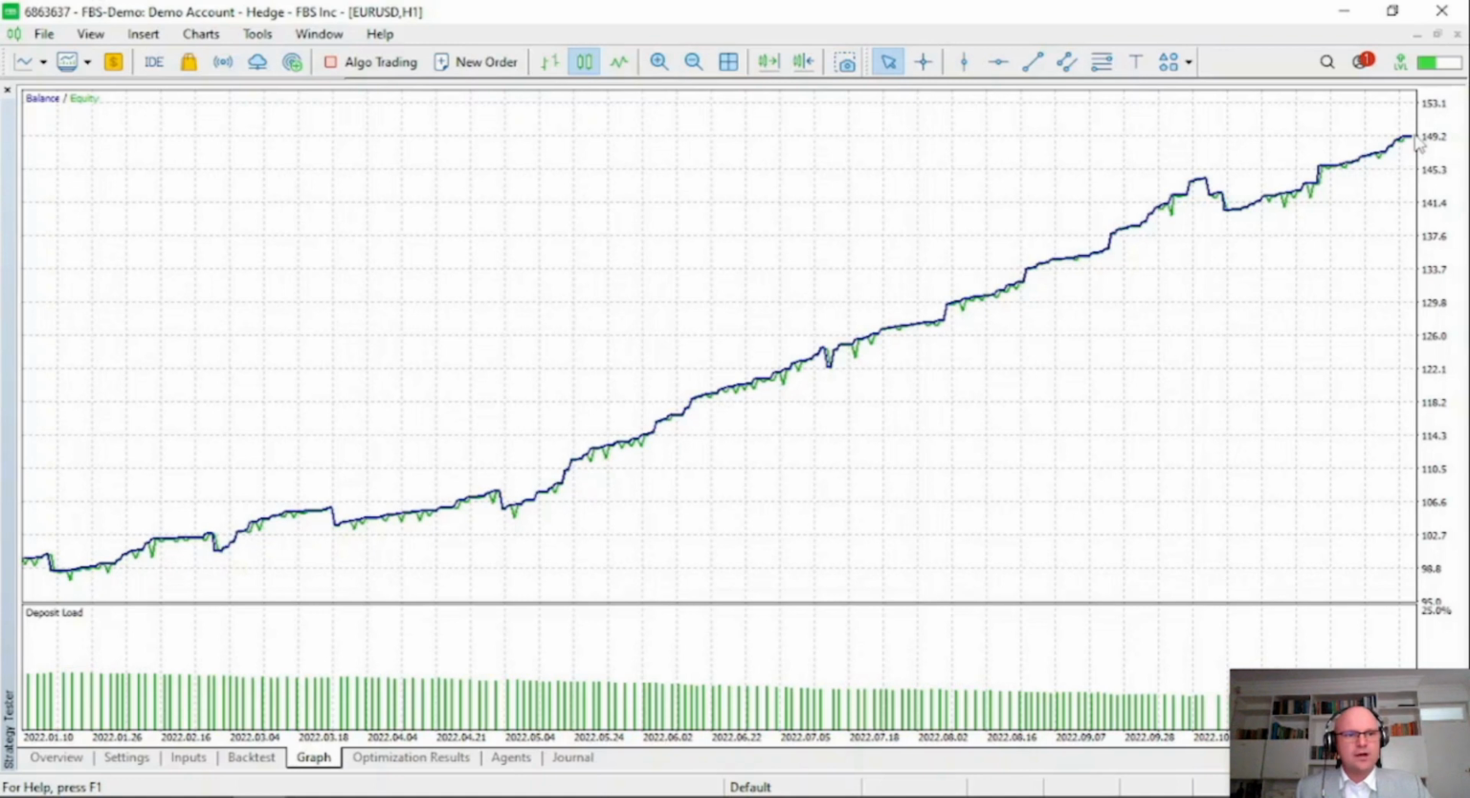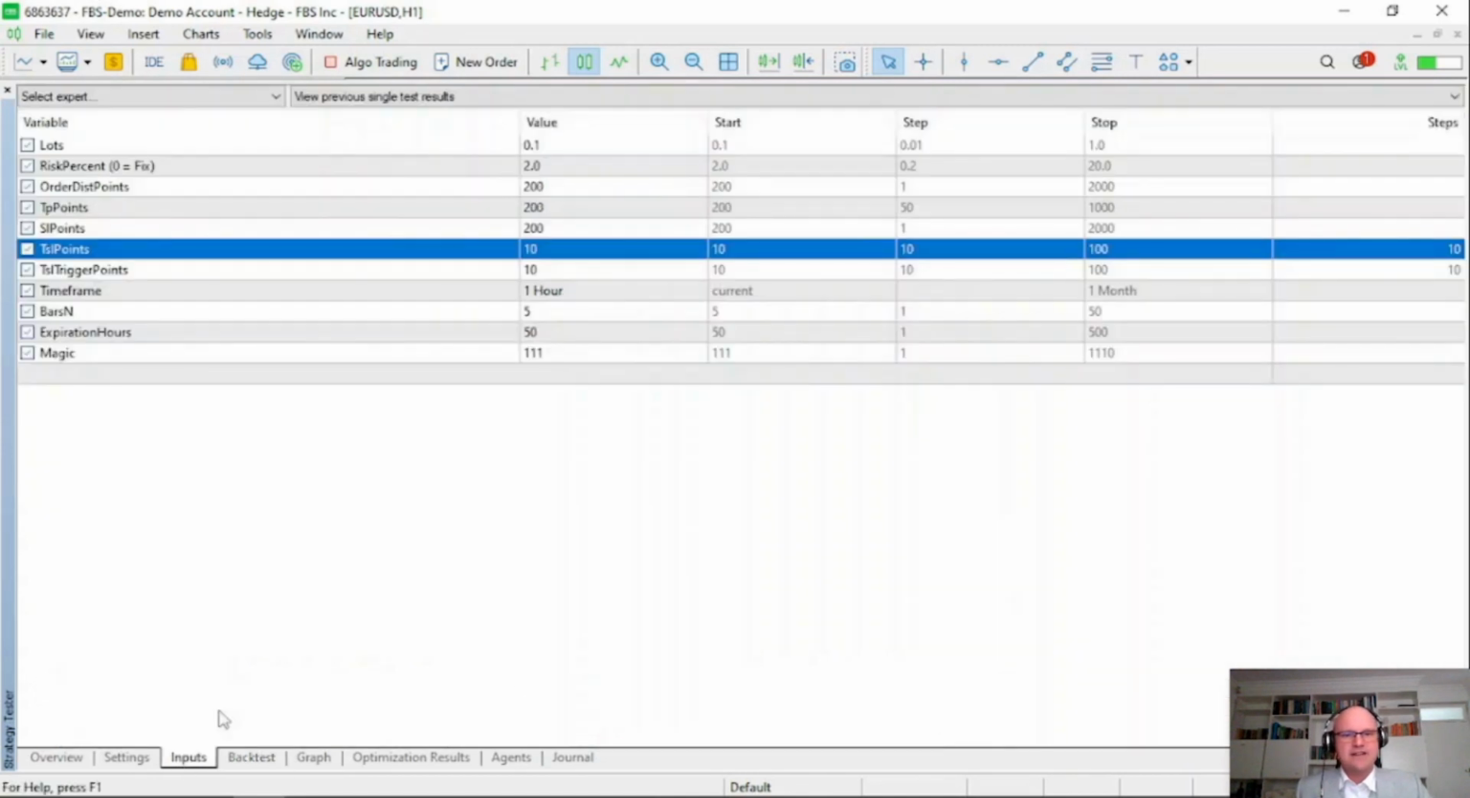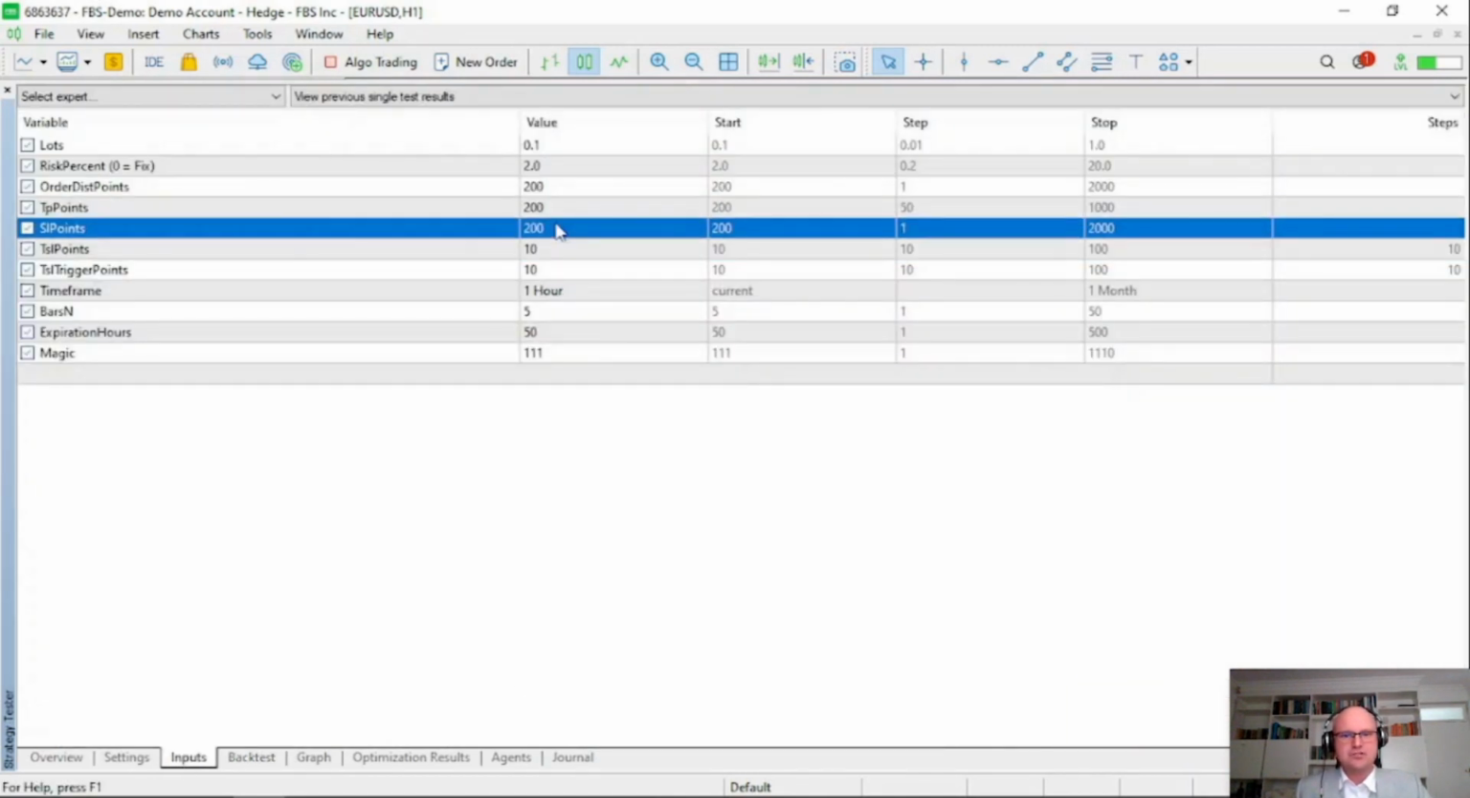On a 0.01 lot, it gives us an equity of $149.12. What this means is a total profit of $49.12 over this testing period. You'll see that the drawdown, because of the very tight stop loss and trigger, is $3.89 or 2.69%, with a very impressive profit factor of 4.43. Looking at the percentage, out of the 180 trades placed by the bot, it was able to win 172 trades with only 8 losing trades.